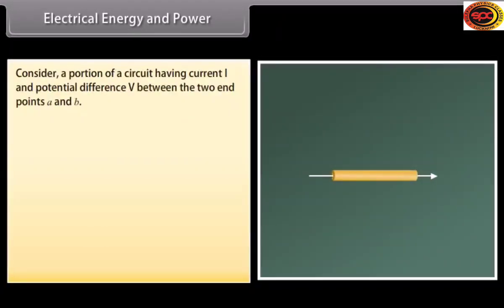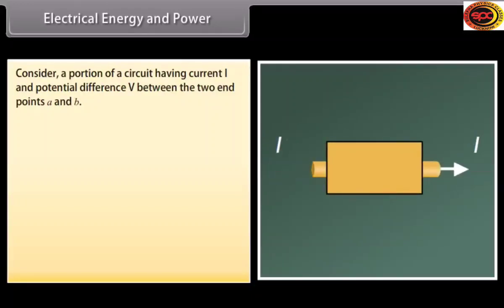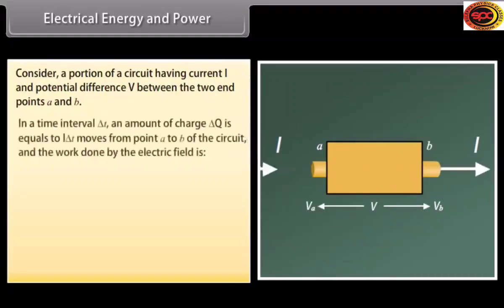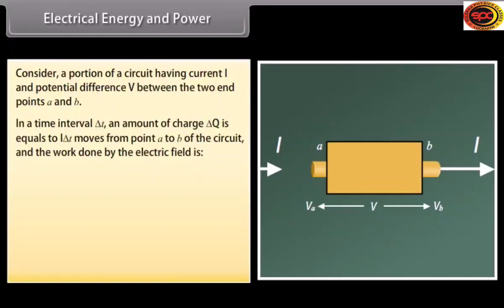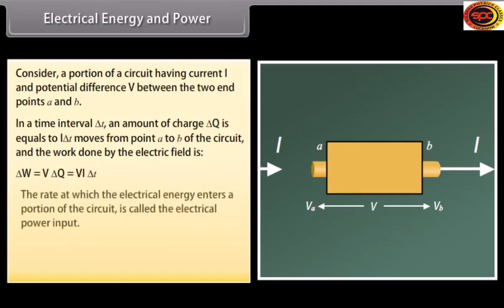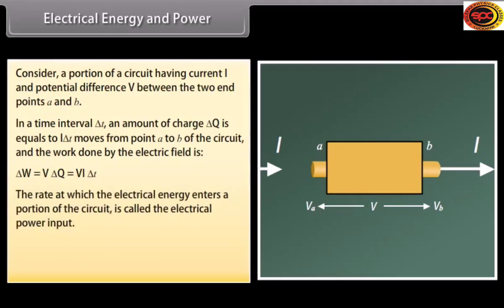Electrical energy and power. Consider a portion of a circuit having current I and potential difference V between the two endpoints A and B. In a time interval delta t, an amount of charge delta q equal to I delta t moves from point A to B of the circuit, and the work done by the electric field is equal to the product of V and delta q, which is equal to V I delta t. The rate at which the electrical energy enters a portion of the circuit is called the electrical power input. P = VI. The SI unit of power is the watt, W.